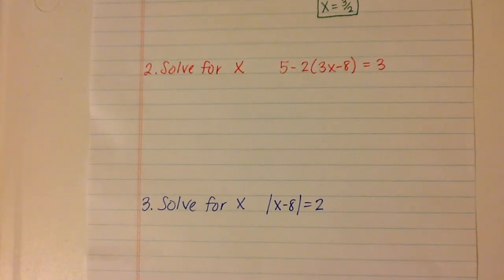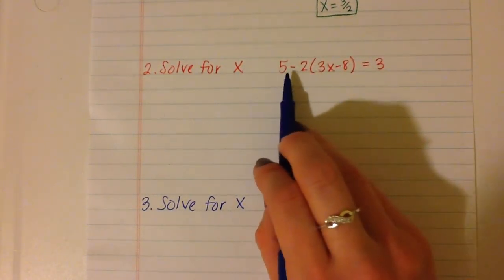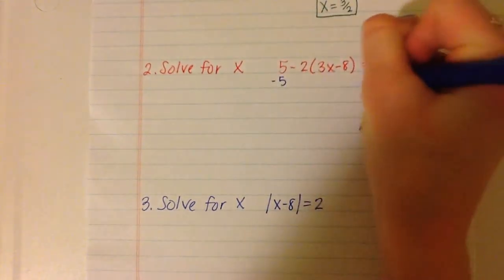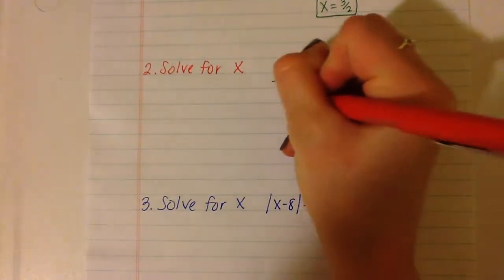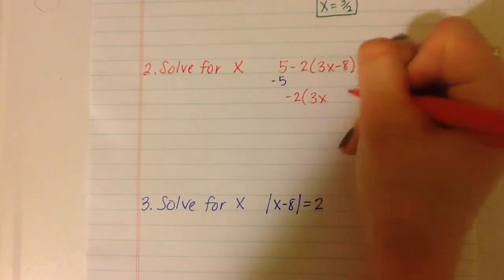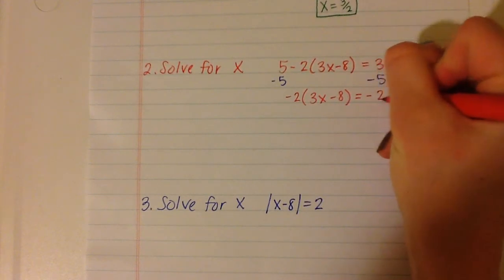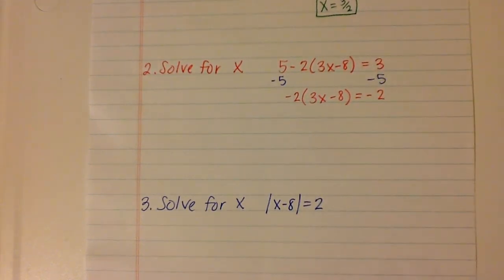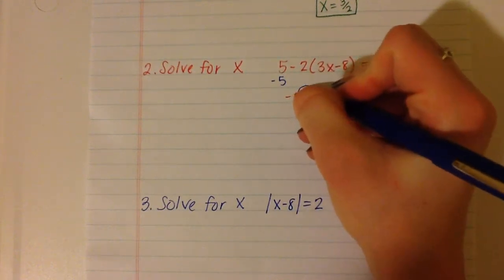Alright, so the next one, solve for x again. So the first thing I would do is move your 5 over, because this is multiplication, so we can subtract 5 from both sides. And you're left with negative 2 times 3x minus 8 equals 3 minus 5 is negative 2. So then let's go ahead and multiply through.